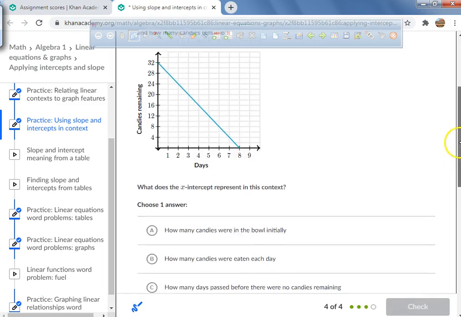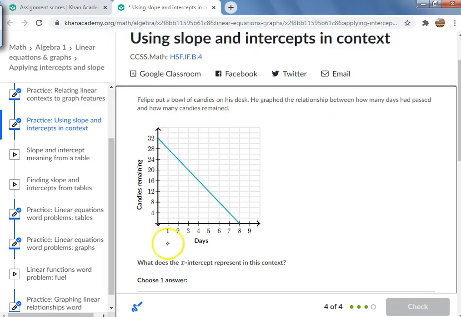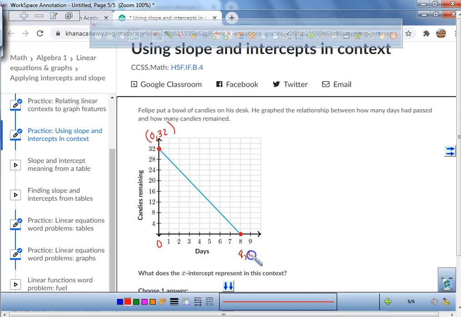All right, last question. Felipe put a bowl of candies on his desk. He graphed the relationship between how many days had passed and how many candies were left. So how about this? You guys ready? At 0 days, how many candies did he start with on his desk? 32, right? And then after 8 days, how many candies does he have in his bowl? 0. So all those students were snatching candy, snatching candy, snatching candy.